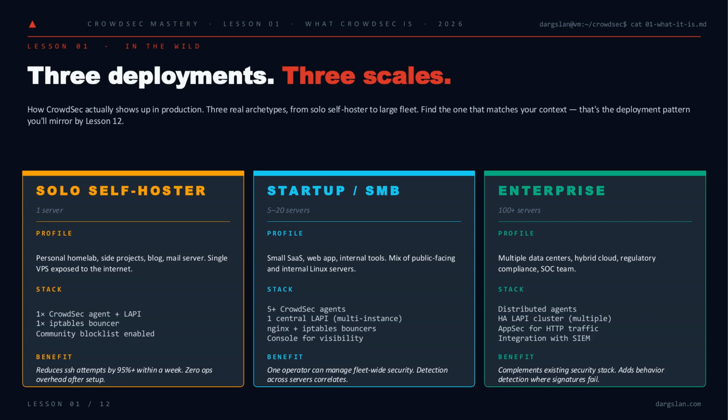The startup or SMB scales that out. 5+ agents reporting to a central LAPI, Nginx and iptables bouncers, the console for visibility. One person now defends the whole fleet. Enterprise goes distributed. HA LAPI clusters, AppSec on HTTP traffic, SIEM integration alongside the existing stack. Find the row that matches your context. That's the shape your Lesson 12 deployment will take.